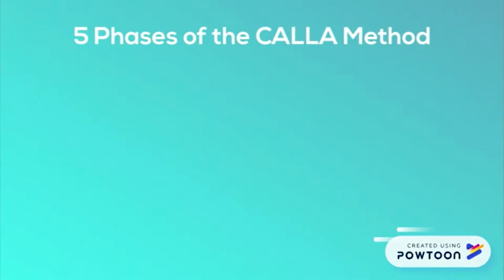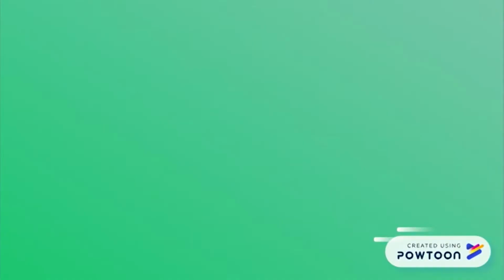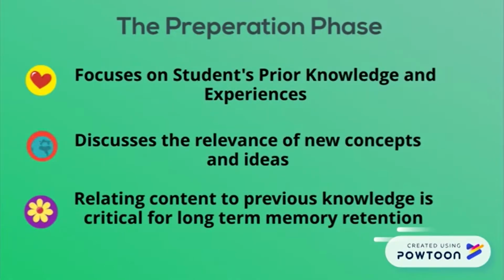A CALLA lesson plan has 5 phases: the preparation phase, the presentation phase, the practice phase, the evaluation phase, and the expansion phase. The preparation phase focuses on students' prior knowledge and experiences. It discusses the relevance of new concepts and ideas. Relating content to previous knowledge is critical for long-term memory retention.